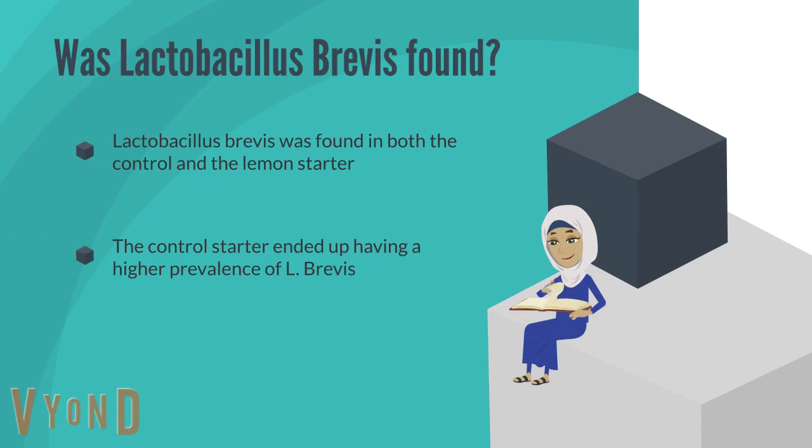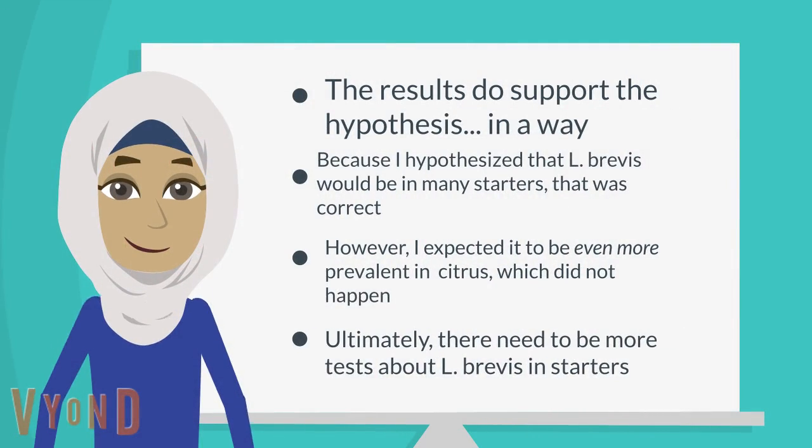And not only was L. brevis found in both the control and the lemon starter, Lactobacillus brevis ended up having a higher prevalence in the control starter, which really surprised me because I didn't expect that. I expected, at the very least, to be more of a prevalence in the lemon starter, but it was more prevalent in the control starter. The results do support my hypothesis in a way.